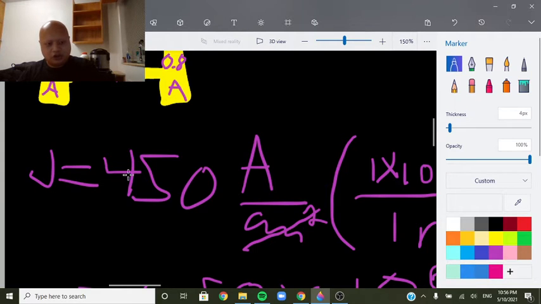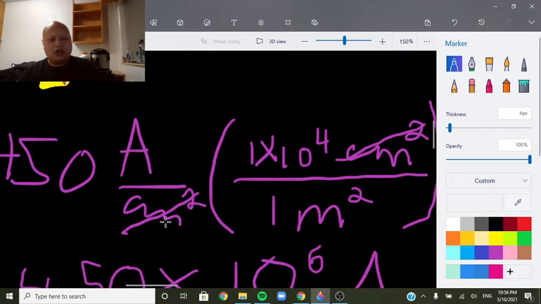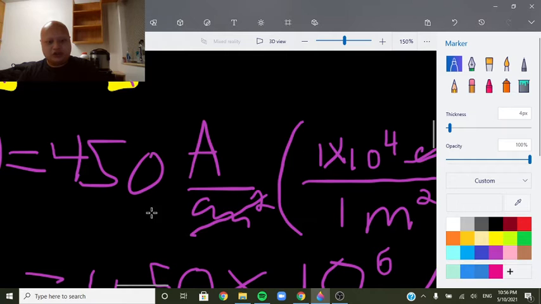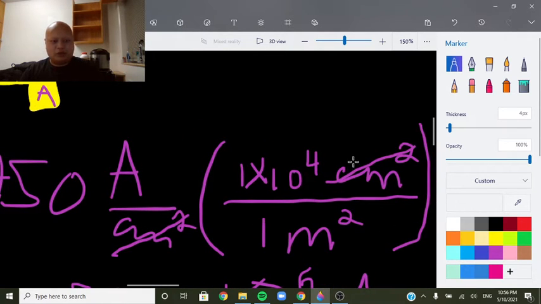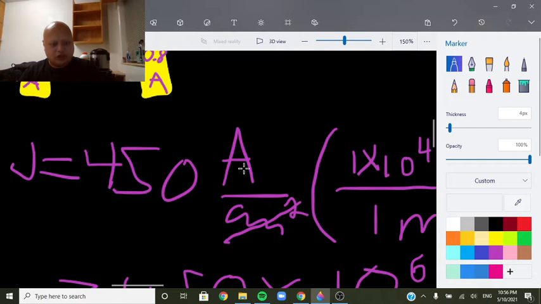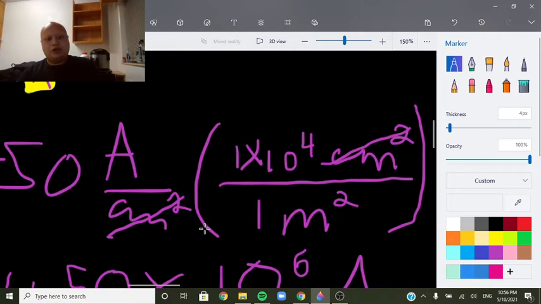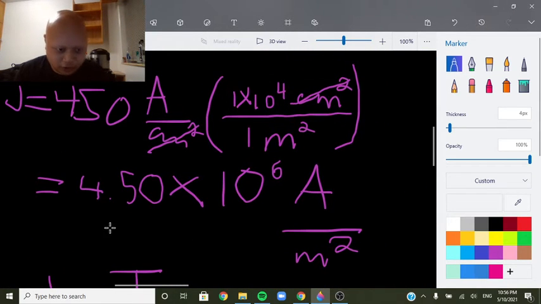So we are given that the current density is 450 amps per centimeter squared, so we have to turn this into SI units. So we have to multiply the 450 amps per centimeter squared by 1 times 10 to the fourth square centimeters over 1 square meter, because there's 1 times 10 to the fourth square centimeters in a square meter. All the square centimeters cancel out, and you would get 4.5 times 10 to the sixth amps per meter squared.